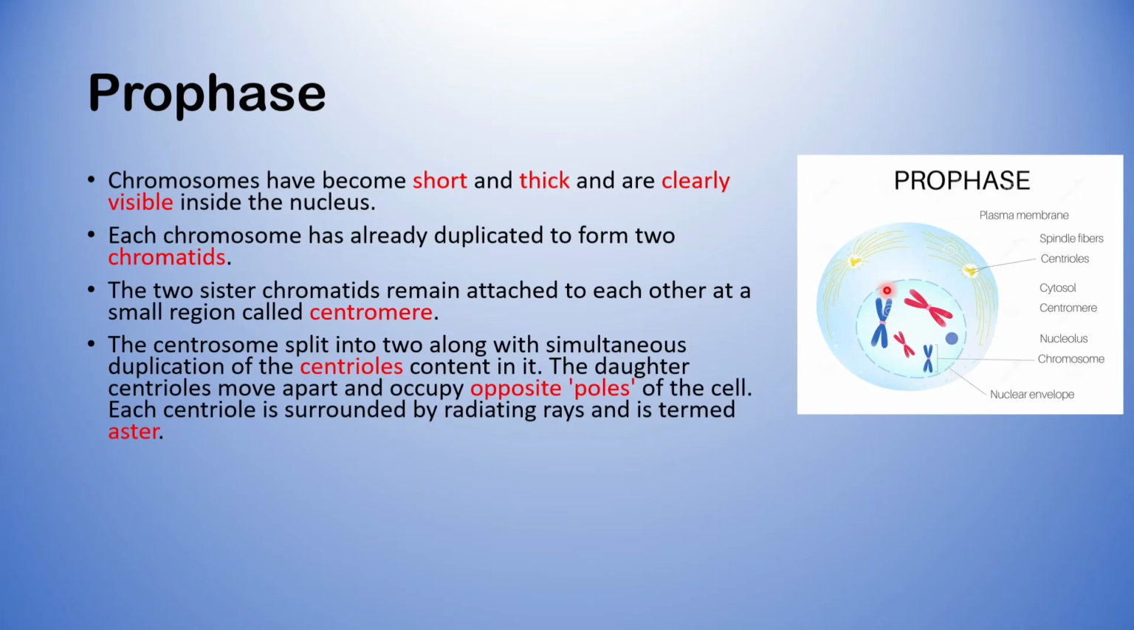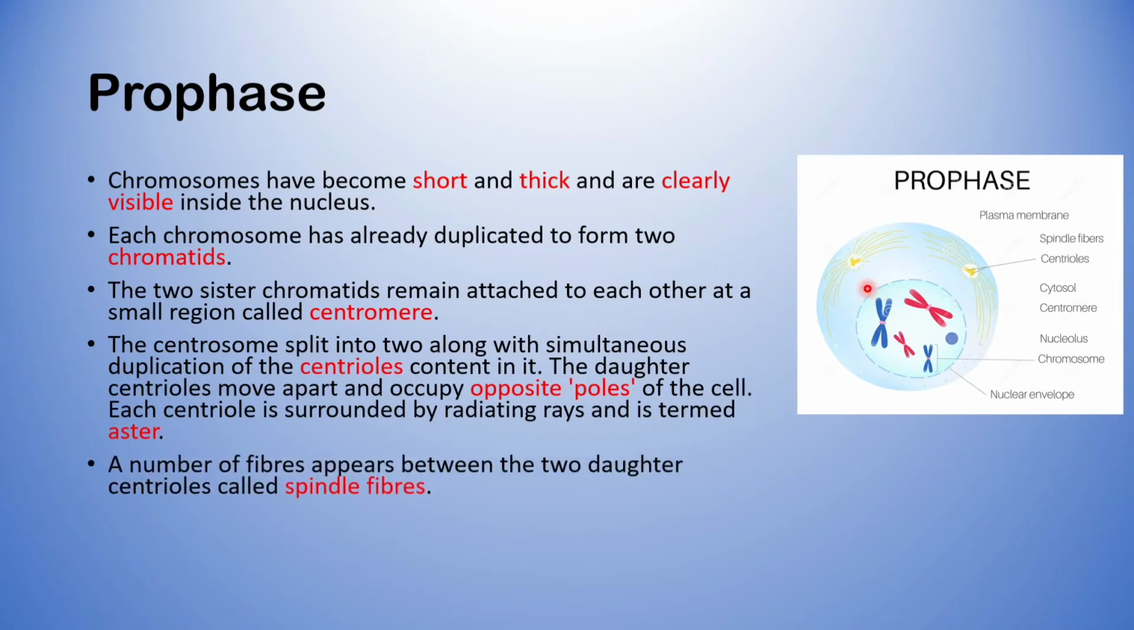Now a number of fibers appear between the 2 daughter centrioles and are called spindle fibers. It will look like this structure, and this type of structure between the two daughter centrioles is called spindle fibers. Here you can see, this is a spindle fiber.